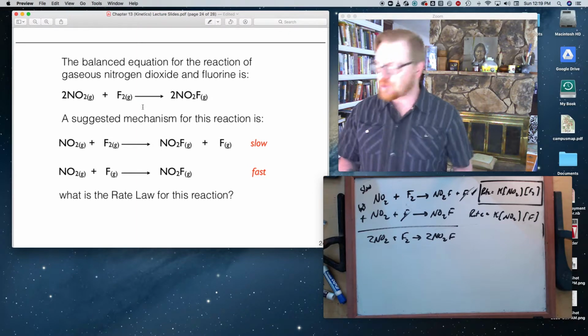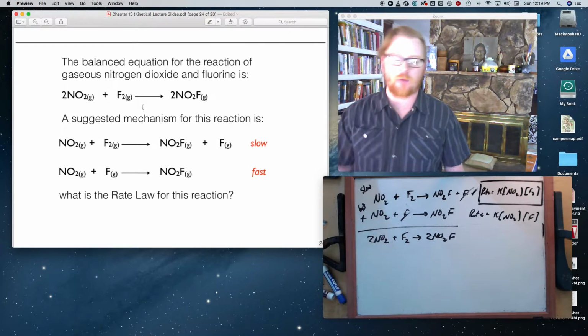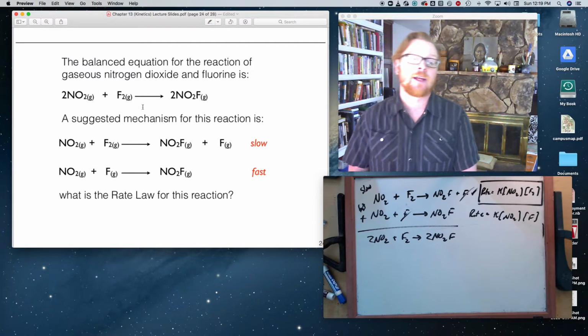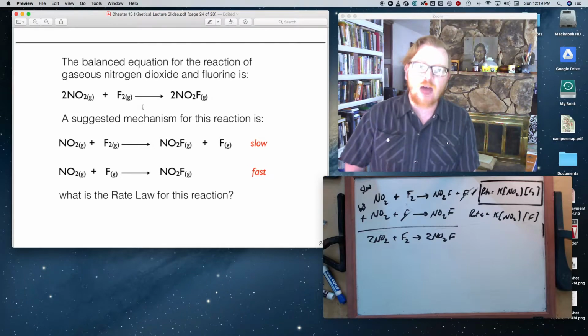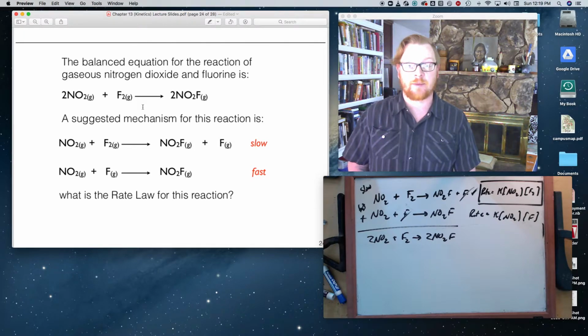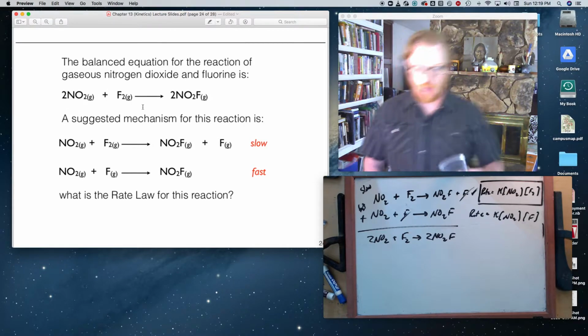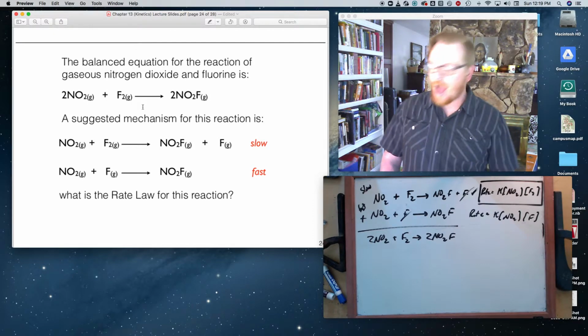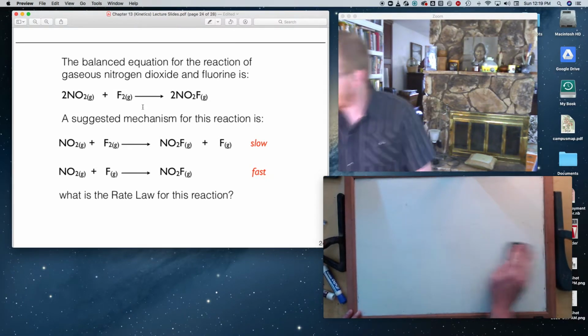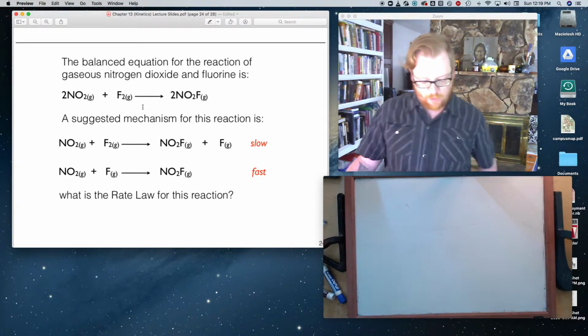Okay? So how would we know this is slow and how would we know this is fast? Well, this is what I was kind of referring to earlier about having chemical intuition. And for now, it's probably going to be very difficult for you to know which step in a mechanism is slower and which step in a mechanism is faster. So in this class, you're pretty much going to be told which is slow and which is fast. But here's how I would know that. So let's go through and kind of apply this whole chemical intuition.